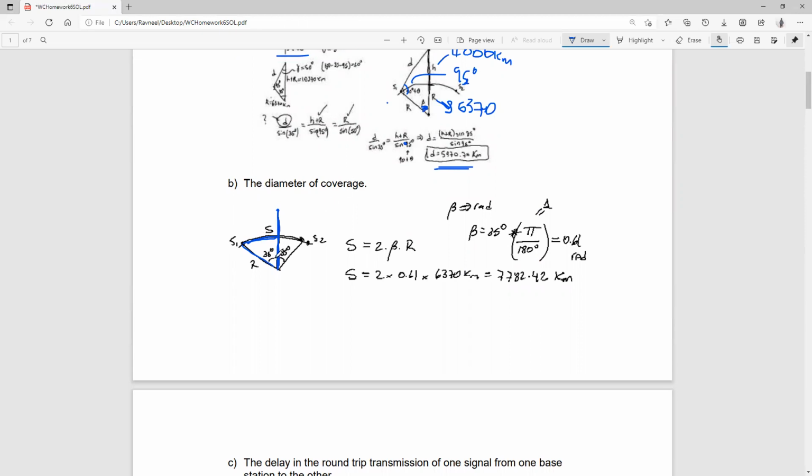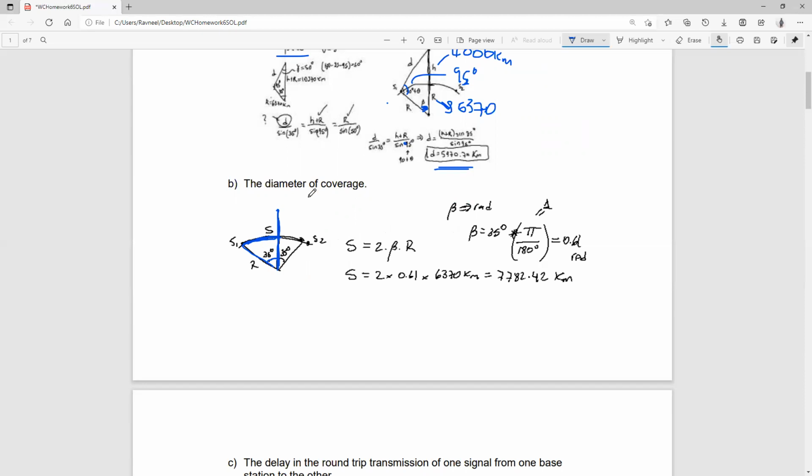So in that particular case, this particular angle is known, that is 35 degrees. And knowing that this Earth is a circle, we can use the formula for finding the perimeter of a sector, that is basically given by S is equal to 2 times beta times R. So this particular value from here till here is this S, which is given by 2 times beta times R. This is the perimeter of a sector, where beta is given in radians, right?